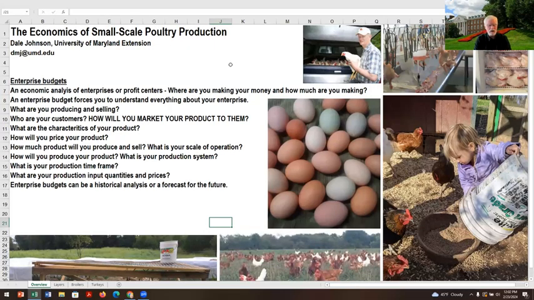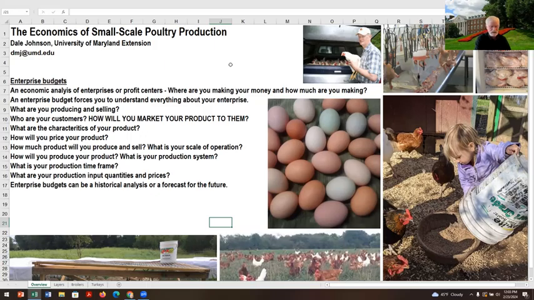An enterprise budget is an economic analysis of an enterprise or a profit center, a specific thing you're producing. It tells you where you are making your money and how much you are making. Am I making more off my broilers or my layers or my turkeys? That's the question we're going to answer today. And I like enterprise budgets because an enterprise budget forces you to understand everything about your enterprise. You can't do an enterprise budget unless you understand exactly what you're doing, because it forces you to look at all aspects of production and marketing and finance.